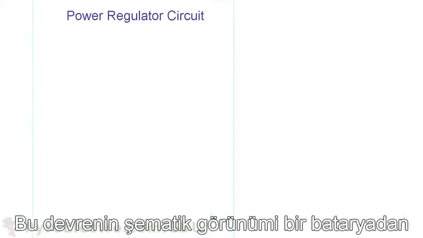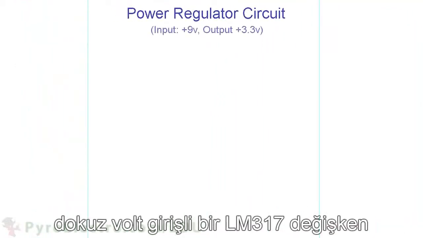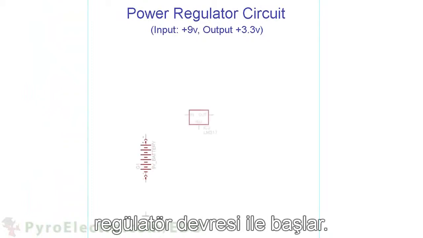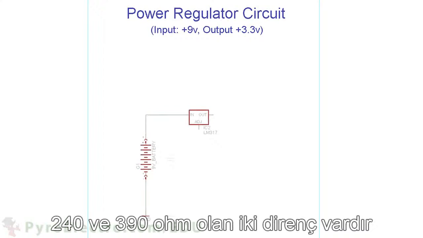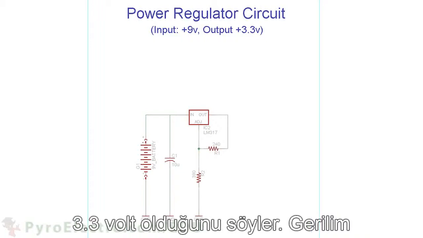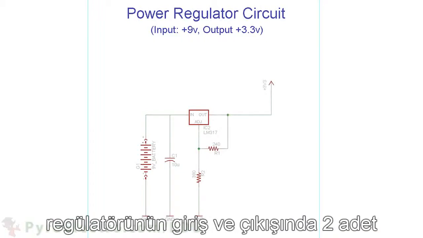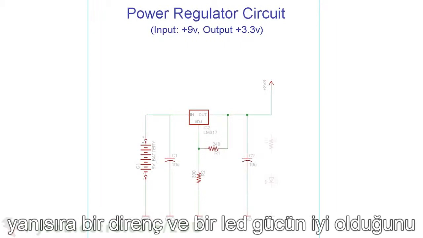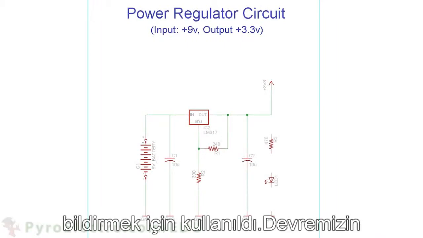The schematic for this circuit starts out with the power regulator circuit, which takes a 9-volt input from a battery into an LM317 variable voltage regulator that has 2 resistors, 240 ohm and 390 ohm, that set its output regulated voltage to 3.3 volts. 2 bypass capacitors are used on the input and output of the voltage regulator, as well as a resistor and LED to be used to notify that power is good.